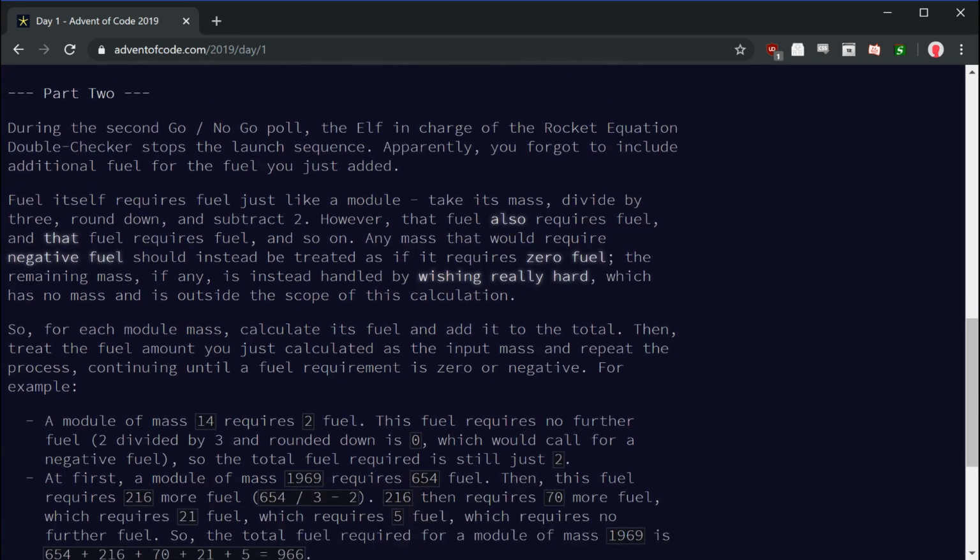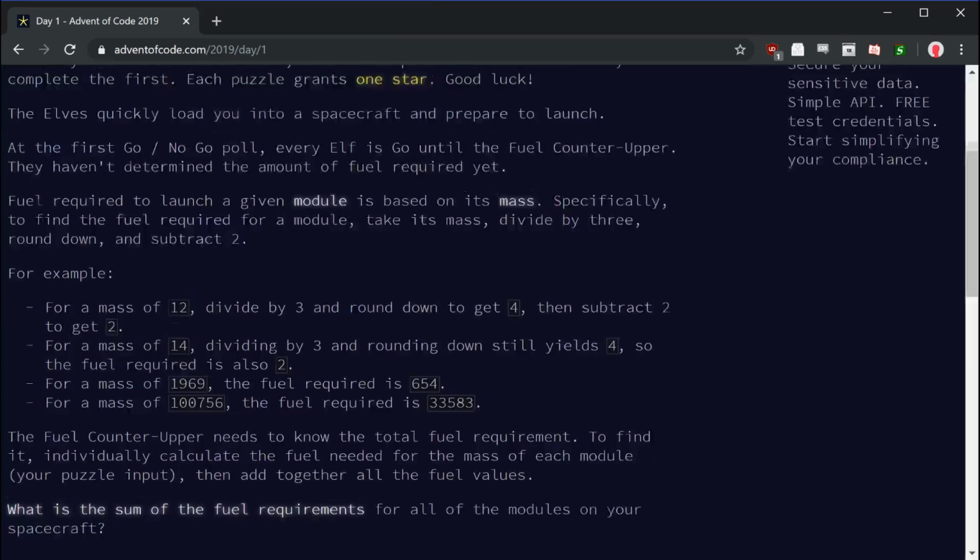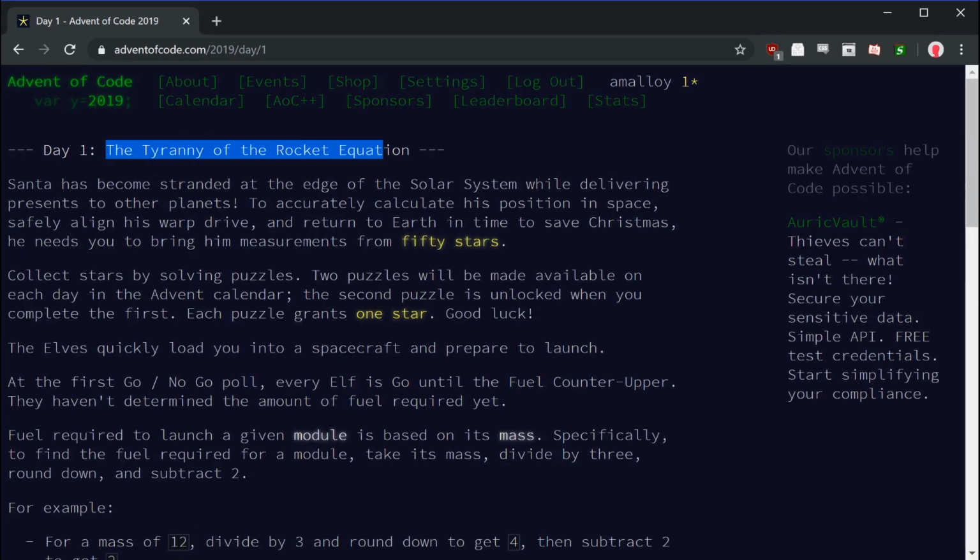So, during the second go, no-go poll, the elf in charge of the rocket equation double checker stops the launch sequence. Apparently, you forgot to include additional fuel for the fuel you just added. And we should have guessed this was coming by the title being the tyranny of the rocket equation, right?